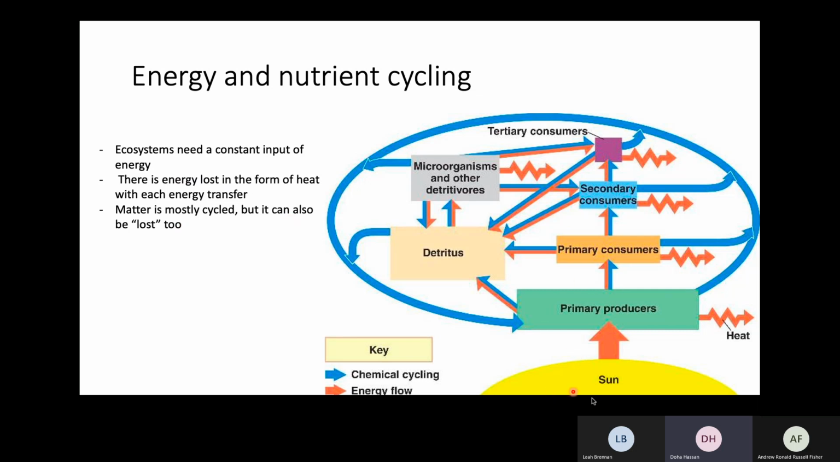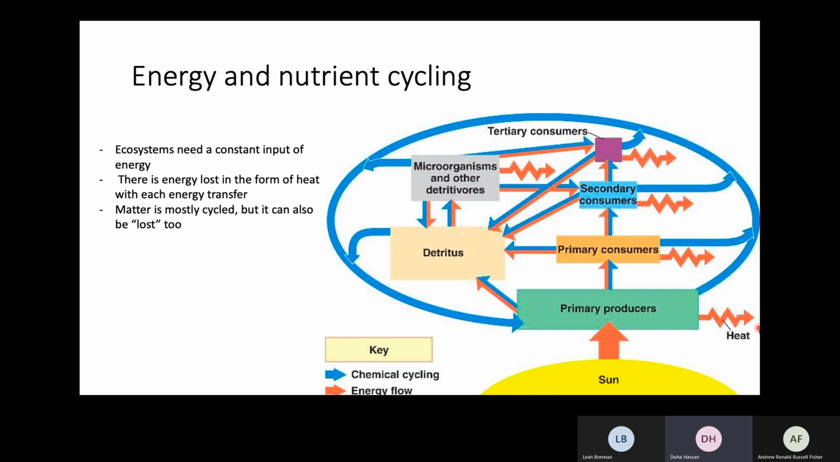So yeah, this shows you a really messy example of some of the energy and nutrient cycling that you can have. So this in blue would be the nutrient cycling or chemical cycling, and then in orange you would see the energy flow or the energy cycling. So you start out with the sun, of course, shining down on those primary producers, things like plants. Of course, as they pass on some of that energy to the primary consumers and some of that matter, some of that energy is lost as heat.